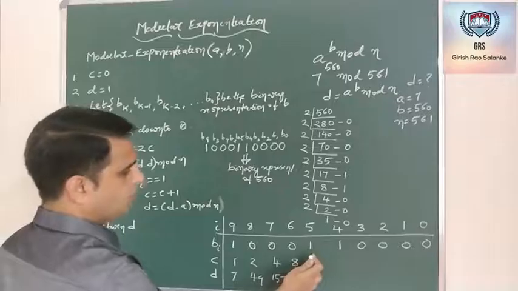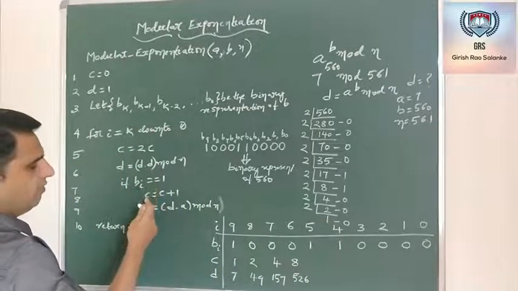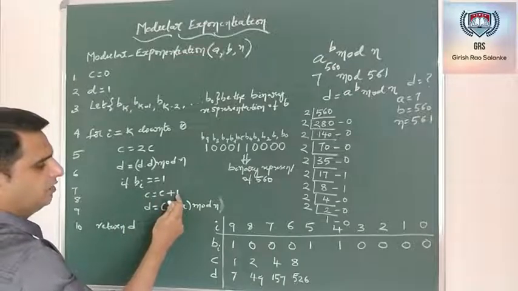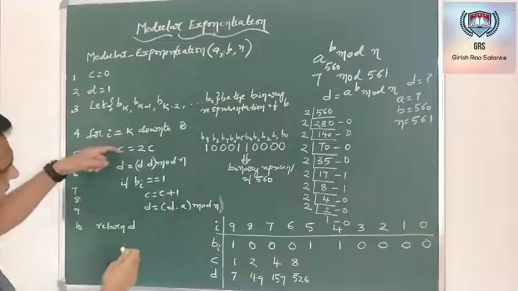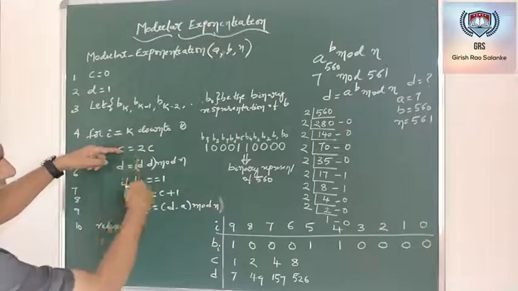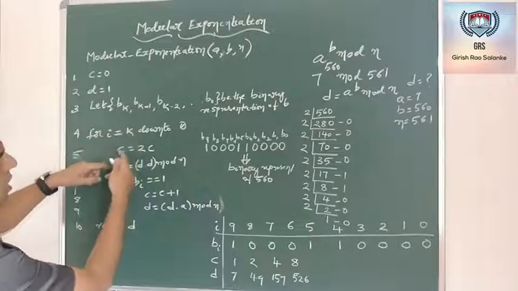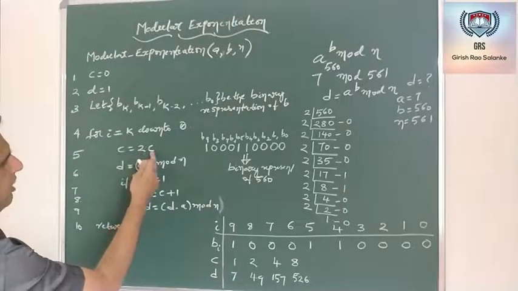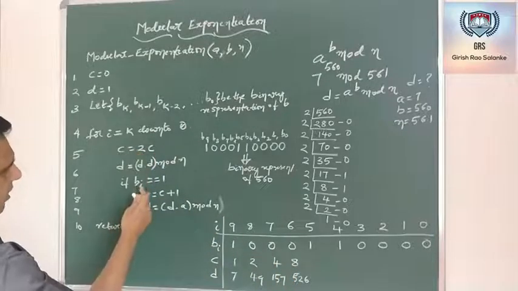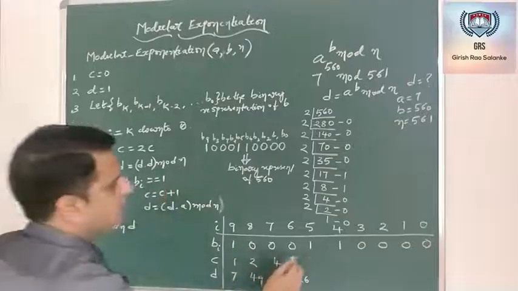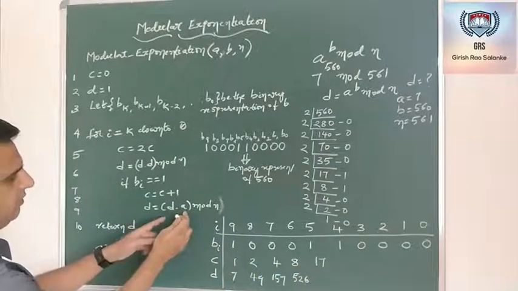Next, now my BI is 1. Please note that my BI is 1. If BI is 1, my C value will be C plus 1. C value was 8. When I come for the next iteration, my C value would have been 2 into C. That means 2 into 8 was 16. Now my B is equal to 1, so 16 plus 1 is 17. This was 17. Now I need to calculate my D value with this equation.